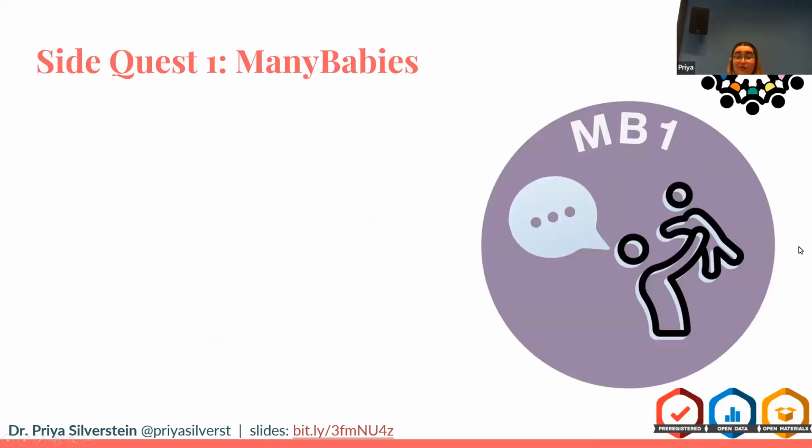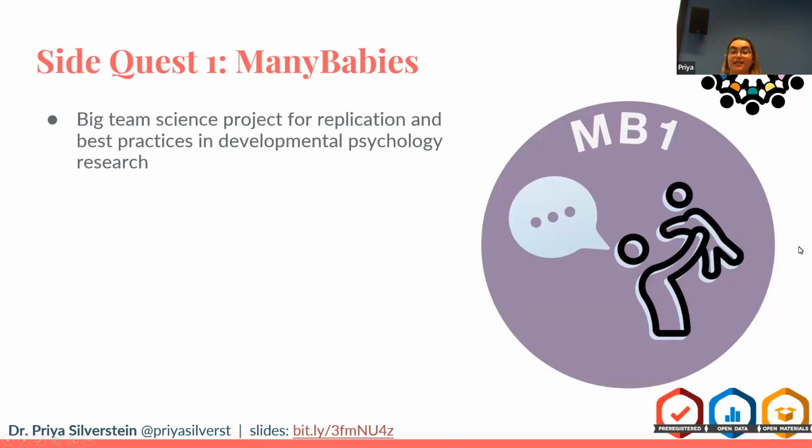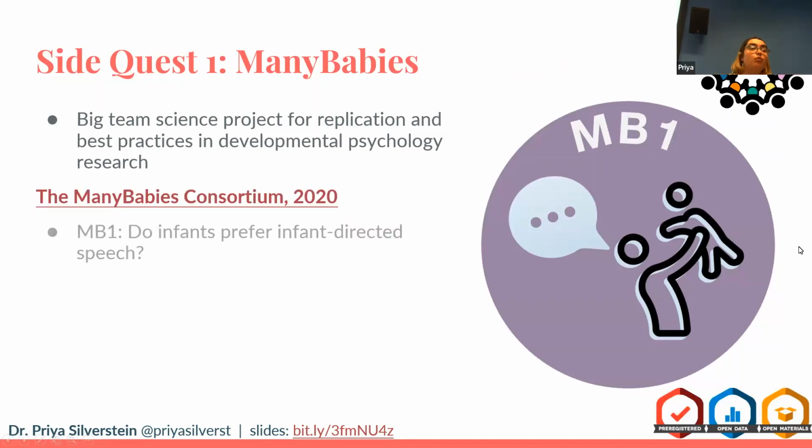But along the PhD, I had several side quests. One of the side quests was Many Babies. Many Babies is a big team science project for replication and best practices in developmental psychology research. Many Babies 1 was conveniently about a topic that was very relevant to my PhD: do infants actually prefer infant-directed speech? They wanted to start with something that is quite well corroborated in the literature already, but they wanted to look at the variability of this. This was super relevant to what I had a high vested interest in knowing the answer to. And they found essentially, yes, infants do prefer infant-directed speech, with a lot of caveats.